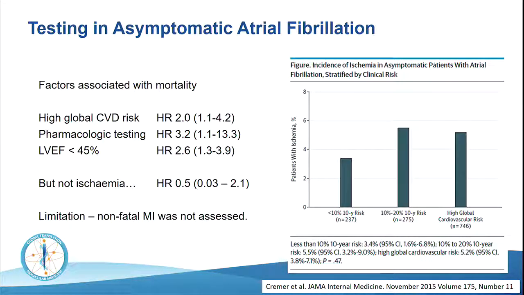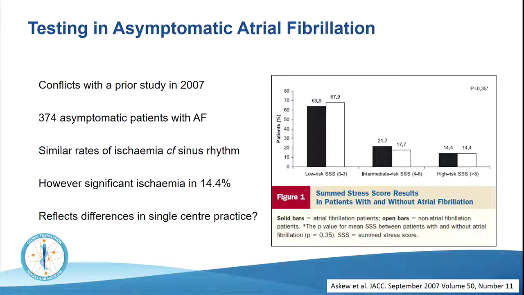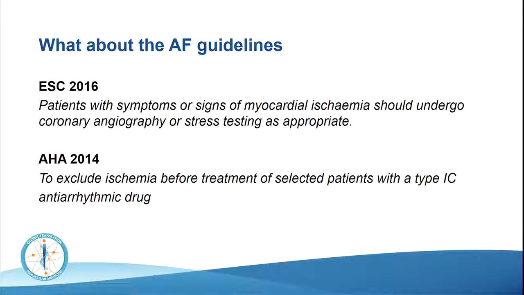Factors that are associated with mortality in this group are high global risk, the inability to exercise, and poor LV function, but not ischemia. This study was a little bit limited because non-fatal MI was not assessed. And it does conflict with other studies which show a much higher rate of abnormal tests in an asymptomatic AF population, which probably reflects the fact that these were single-centre studies and these were representing differences in referral patterns.